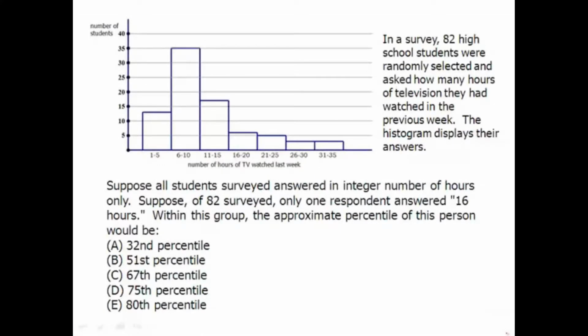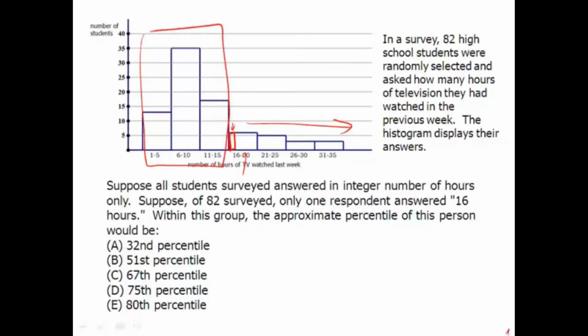Suppose all students surveyed answered in integer numbers of hours only. Suppose of the 82 surveyed, only one respondent answered 16 hours. Within this group, the approximate percentile of this person would be which of the following? So in other words, one person answered 16 hours. So this person here would not be above any of the other respondents, even in their own column, because all the rest of the people would be 17, 18, 19, 20. So this person would only be larger than the first three columns.